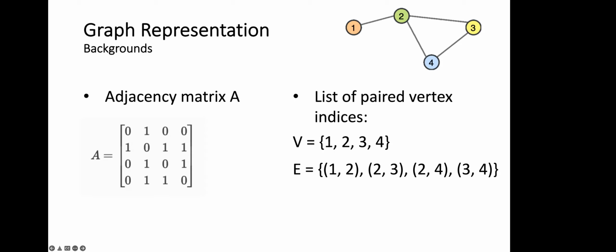So another method to represent the graph is a list of paired vertex indices. This is used when the adjacency matrix of the graph is sparse. So this representation method will be more memory efficient. For example, the set of vertices V is 1, 2, 3, 4. So we can use the set of edges, the list of edges, to represent the graph as (1, 2), (2, 3), (2, 4), and (3, 4).